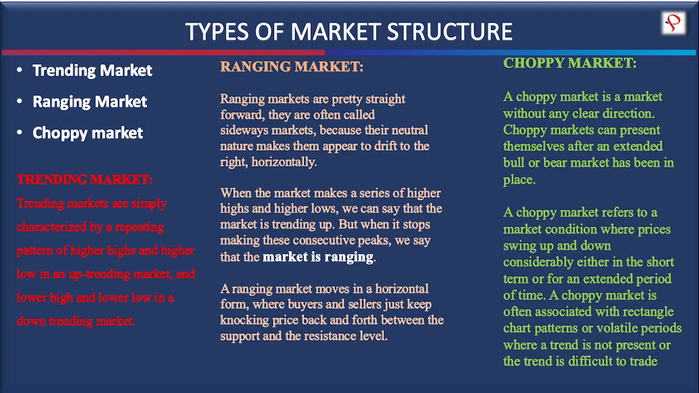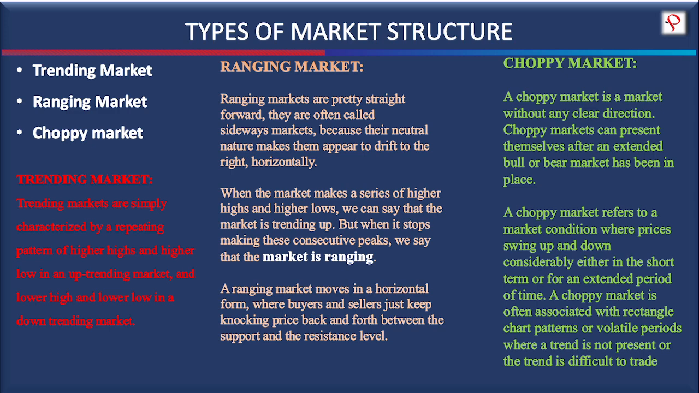Now let's talk about the types of market structure. We have 3 types of market structure. We have the trending market, we have the ranging market, and we have the choppy market. Now, what is a trending market structure? Trending markets are simply characterized by a repeating pattern of higher highs and higher lows in an uptrending market, and lower highs and lower lows in a downtrending market.